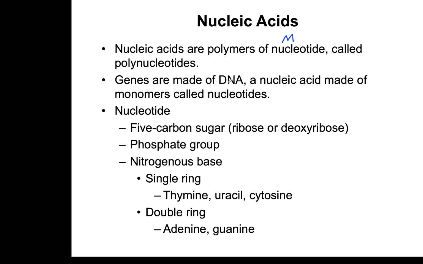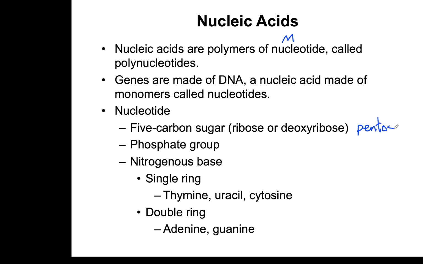Genes are made of DNA. Nucleic acid is made of monomers called nucleotides. So many nucleotides form the nucleic acid called DNA. Let's look at a single monomer nucleotide, the structure of a nucleotide. Nucleotide has a 5 carbon sugar. We call that pentose. Do you remember when we studied carbohydrate?